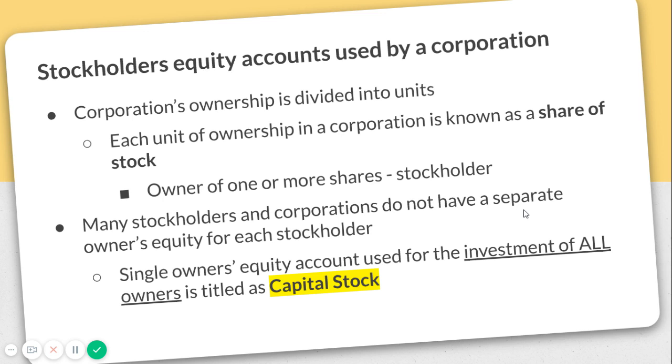Stockholders' equity accounts used by a corporation. A corporation's ownership is divided into units. Each unit of ownership in a corporation is known as a share of stock. An owner of one or more shares is a stockholder. Many corporations do not have a separate owner's equity for each stockholder. A single owner's equity account used for the investment of all owners is capital stock. So instead of having multiple names for each stockholder, they just list it all under the capital stock.